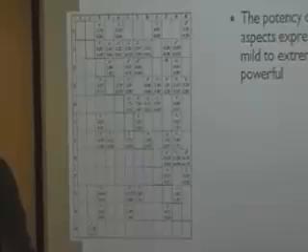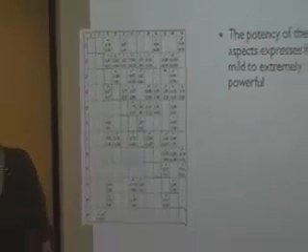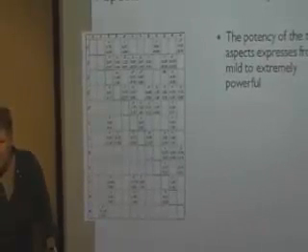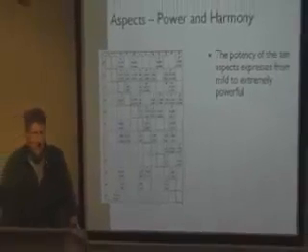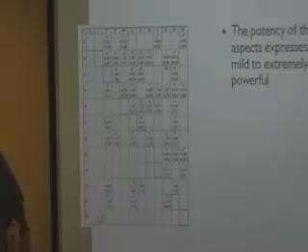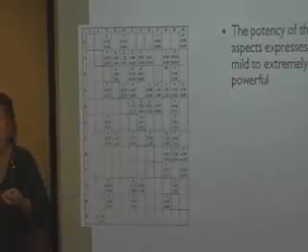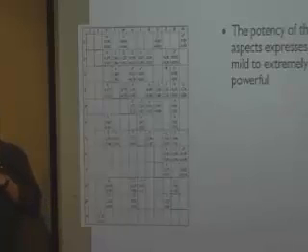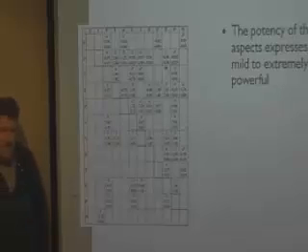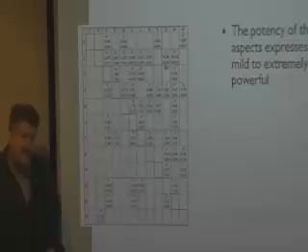Okay, so we've already discussed this. There are 10 aspects that we work with in Hermetic Astrology. There are some astrological practices that have more than that. And we have 10 rather than more.